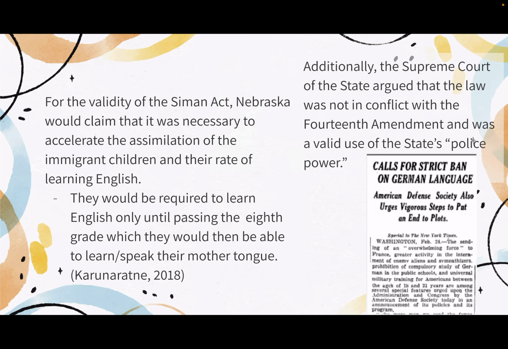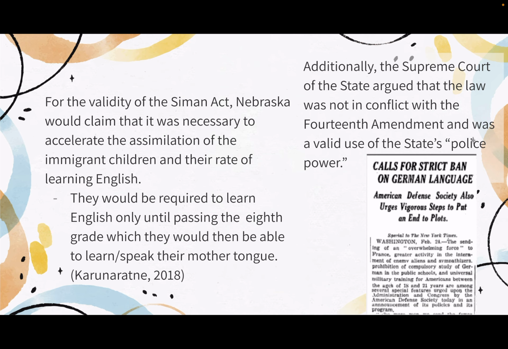Now, when faced with the validity of the Simmons Act, Nebraska would claim that this was necessary to accelerate the assimilation of the immigrant children and their rate of learning English. They believed that requiring that only English be taught until the 8th grade would help accelerate this. And so, once they passed the 8th grade, only then would they be able to learn or speak their mother tongue.